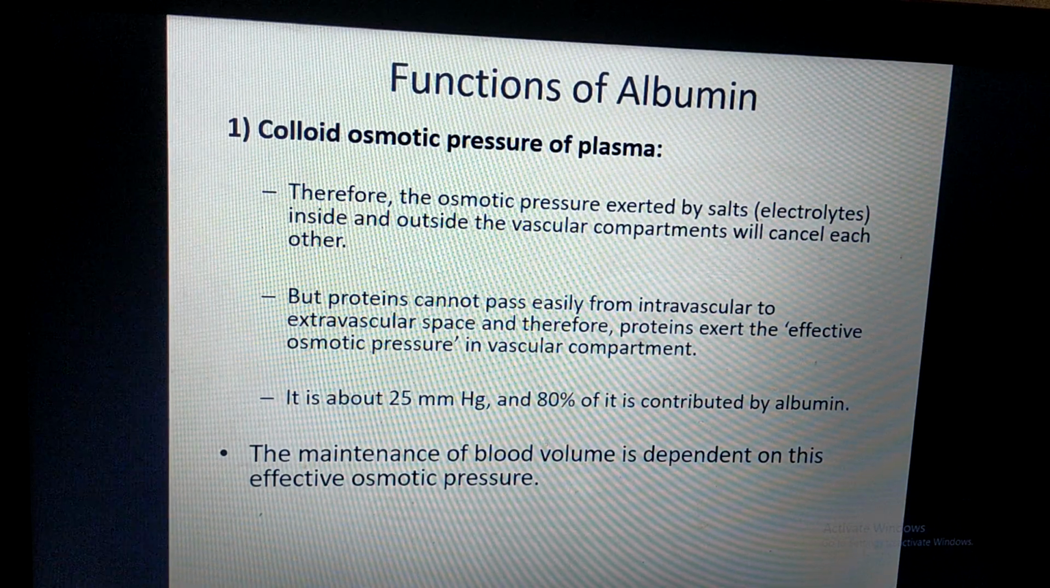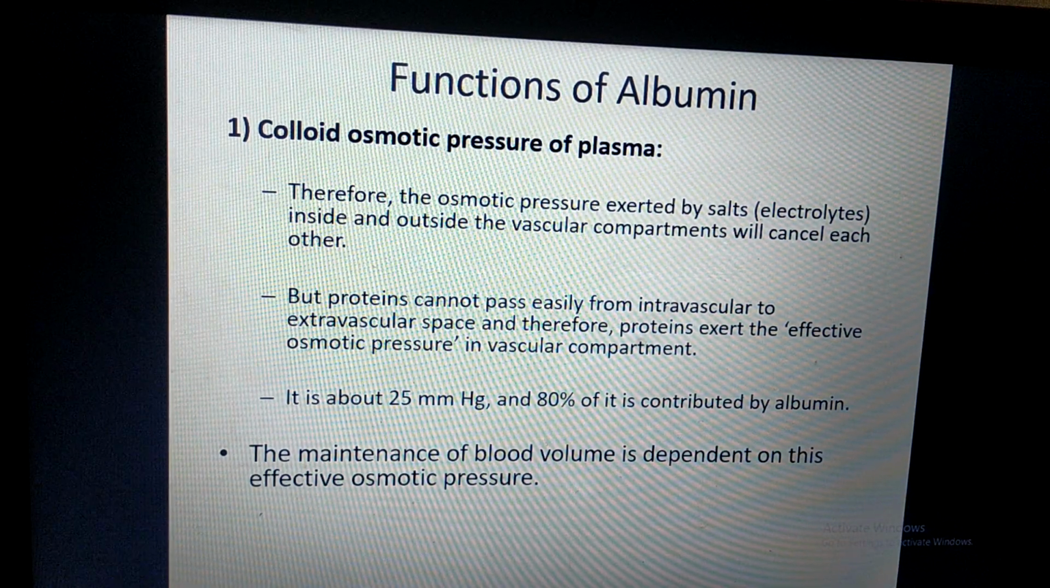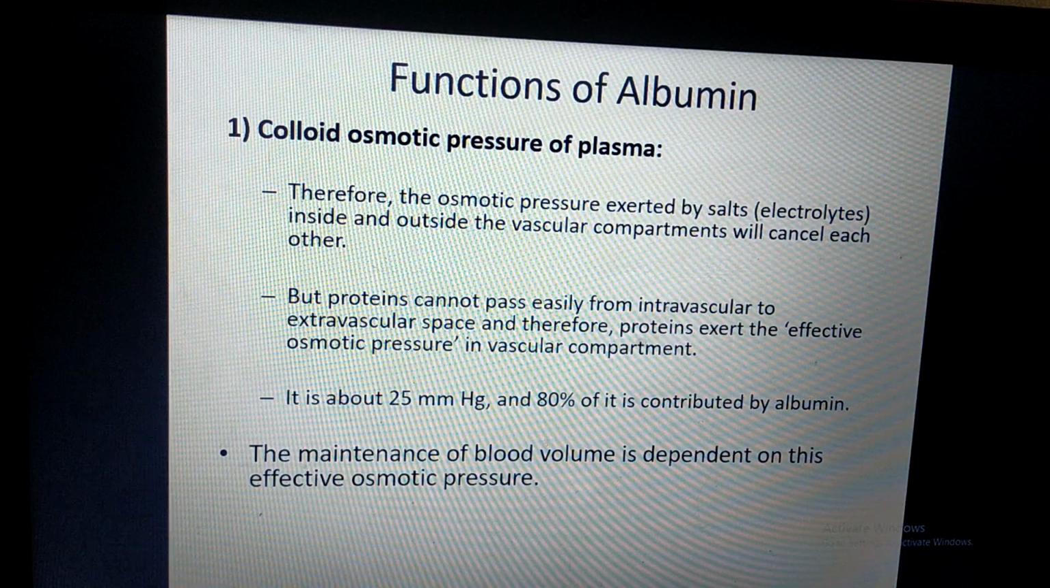As the salt passes from intravascular to extravascular compartment, the osmotic pressure exerted by salts inside and outside the vascular compartment will cancel each other. But the proteins cannot pass, and these proteins exert effective osmotic pressure in the vascular compartment. In the vascular compartment, the concentration of protein is more. Therefore, it exerts 25 mm of Hg pressure in the intravascular compartment, and out of this 80% of the pressure is exerted by albumin.